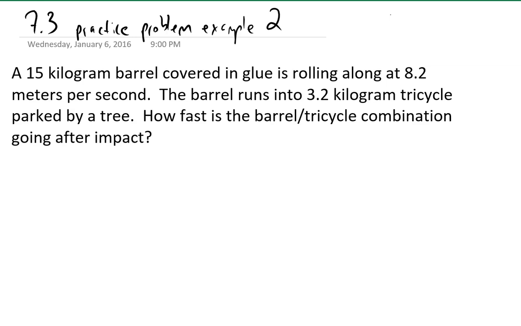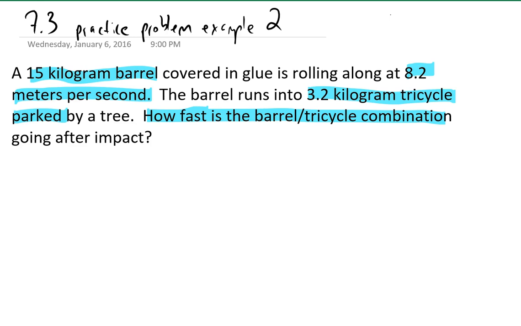Okay, so let's go through and, like usual, look at the important information. So in this problem it says a 15 kilogram barrel covered in glue is rolling along at 8.2 meters per second. The barrel runs into a 3.2 kilogram tricycle parked by a tree. How fast is the barrel tricycle combination going after impact? Okay, so all this information that I highlighted is important.